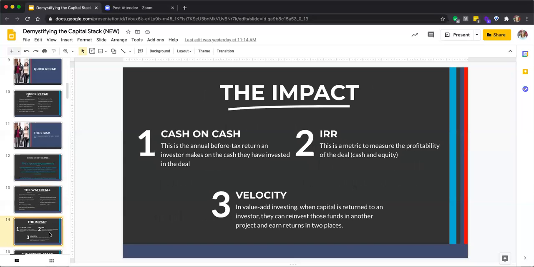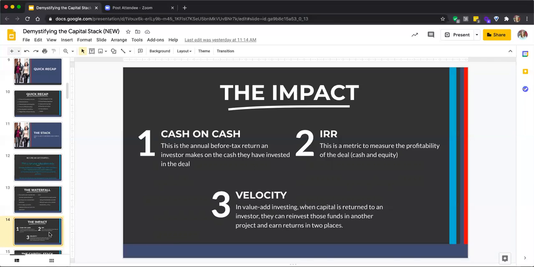Okay, and understanding how the capital stack works, how the waterfall works, will determine a few of your returns, right? It can determine what kind of cash-on-cash return you get, or a preferred return. It can actually determine what kind of IRR, or internal rate of return, you get on the project. And it can determine what kind of velocity you can get with your money, okay?